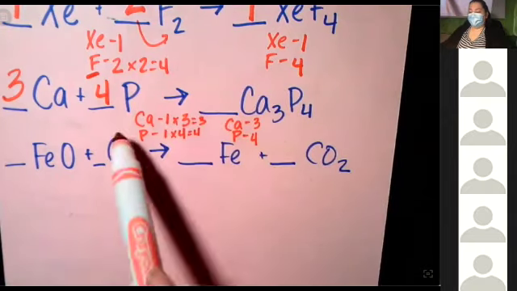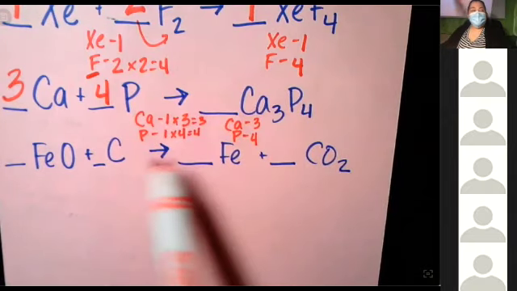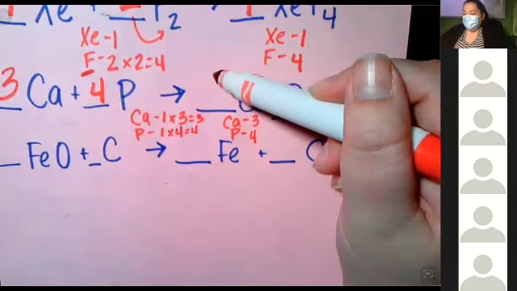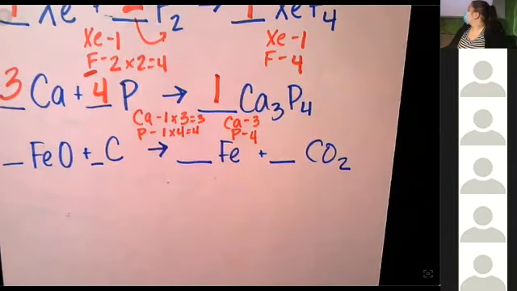So now we have 3 Cas on both sides and 4 Ps on both sides, which means you can put a 1 right there if you want.